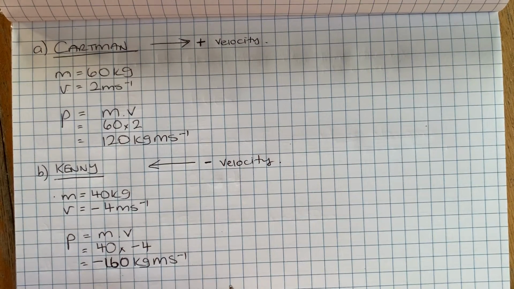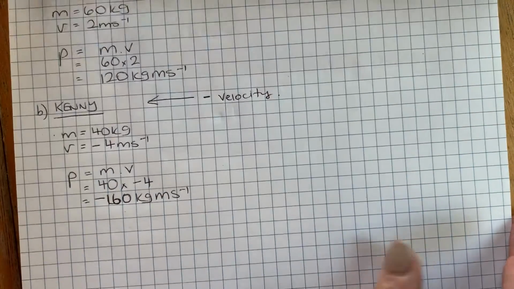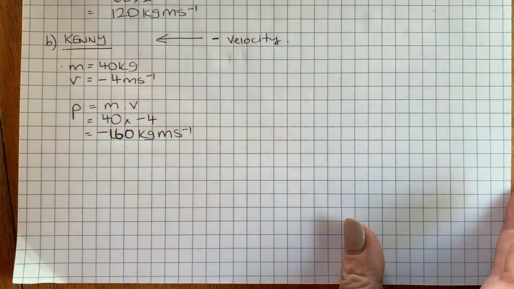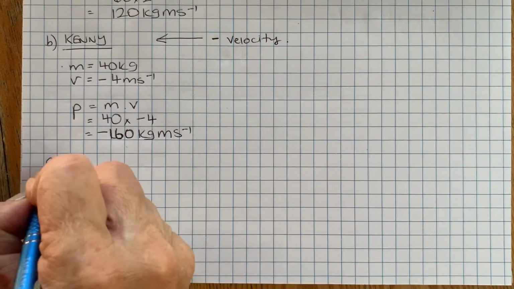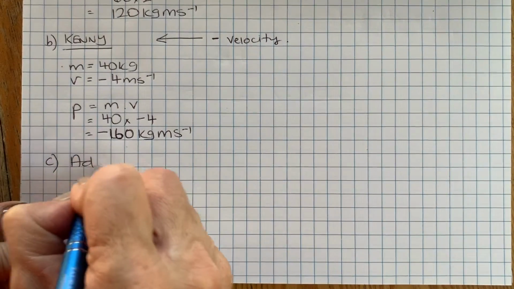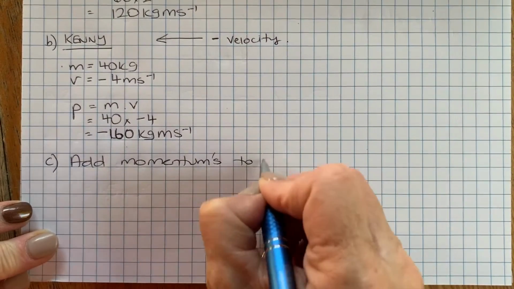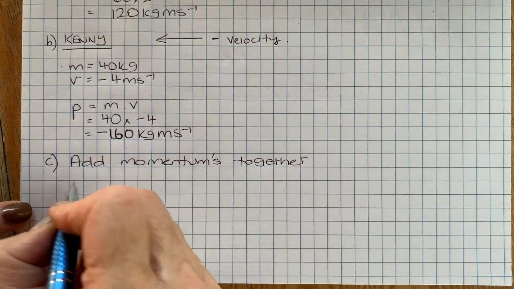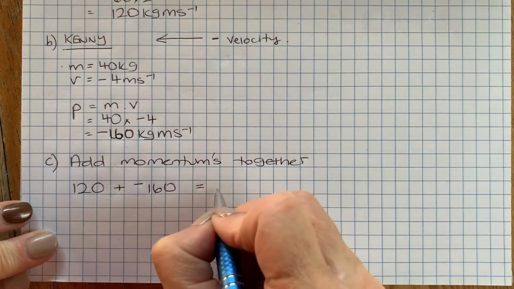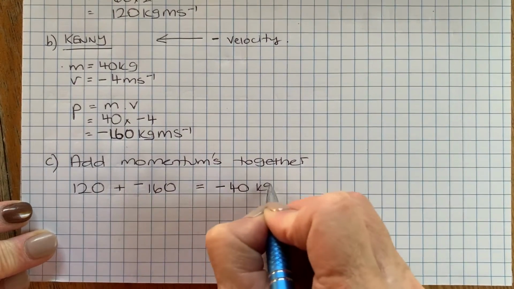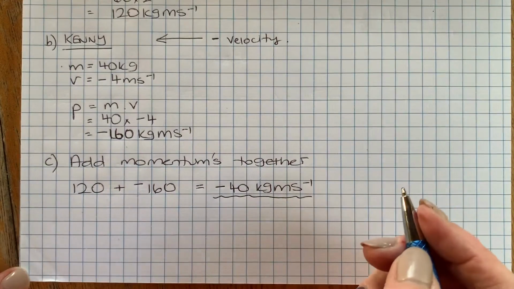Okay. Part C, what is their total momentum when they are running towards each other? So we just add those momentums together. So we get 120 plus minus 160. So that gives us minus 40 kilogram meters per second.